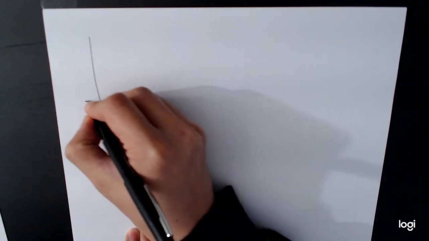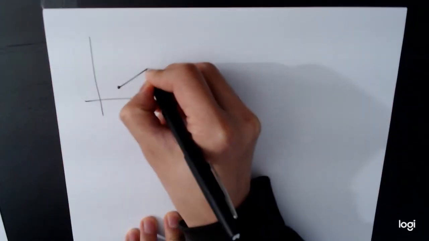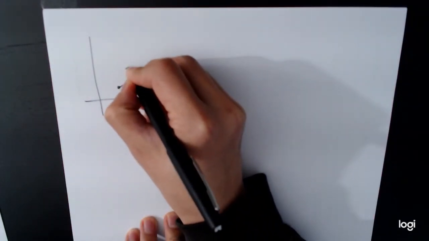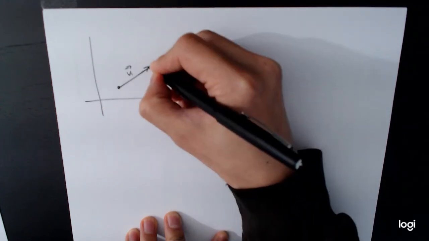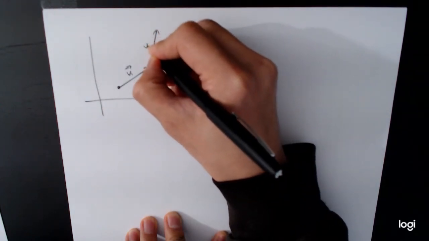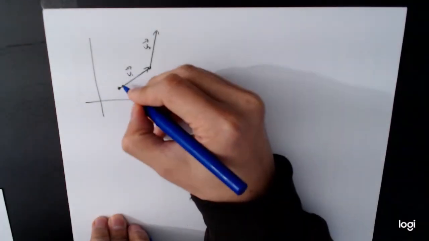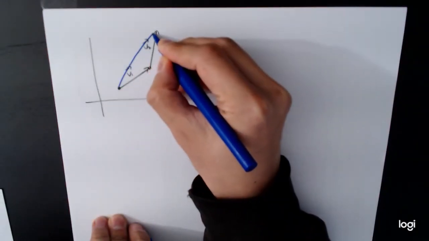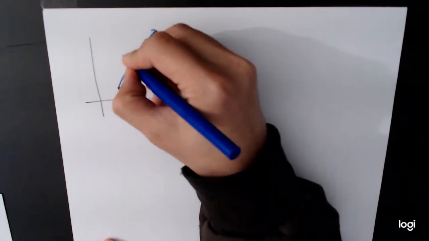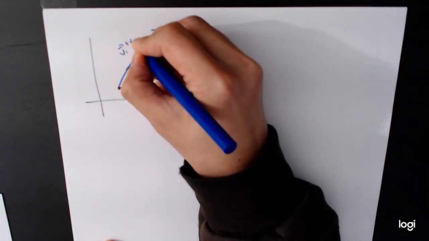So let's look at the algebra of vectors. Before we do that, let's go back and first review. If we have two vectors, let's call them v1 and v2, and we were to add them together, the resultant vector starts from the tail of the first and ends at the head of the second. So that's v1 plus v2.